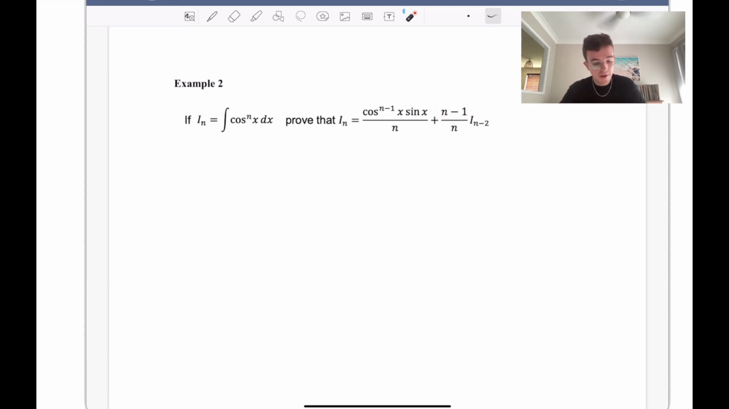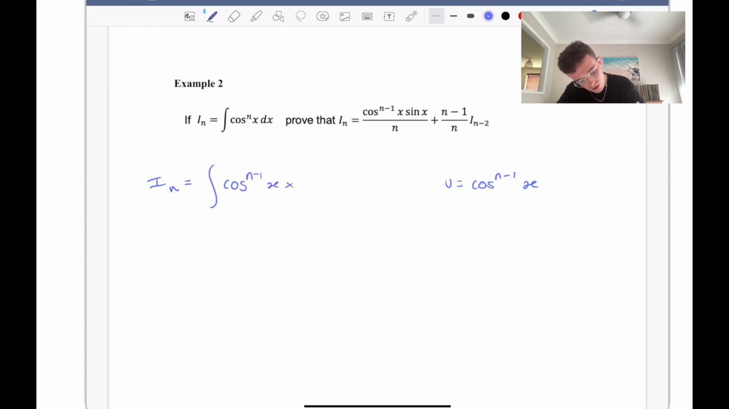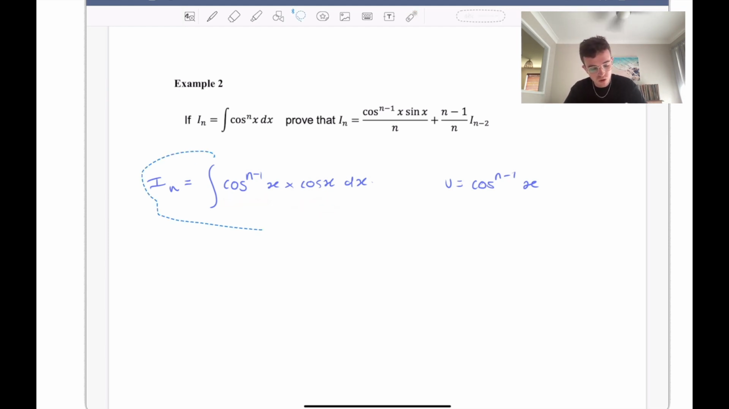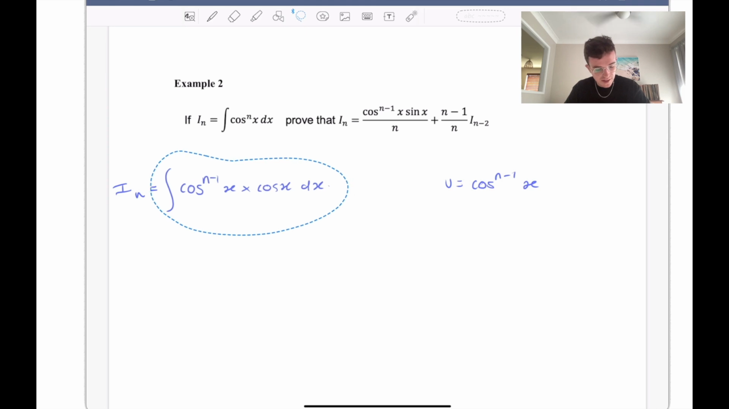So we're integrating by parts, and we are letting u equal cos^(n-1) x. Now we can't just randomly pull out cos^(n-1) x from nowhere, so we need to say that this is cos^(n-1) x times cos x dx. We can't just randomly pull this out of nowhere. We have to get it from the question, because to integrate by parts we have to choose two functions from the actual question.